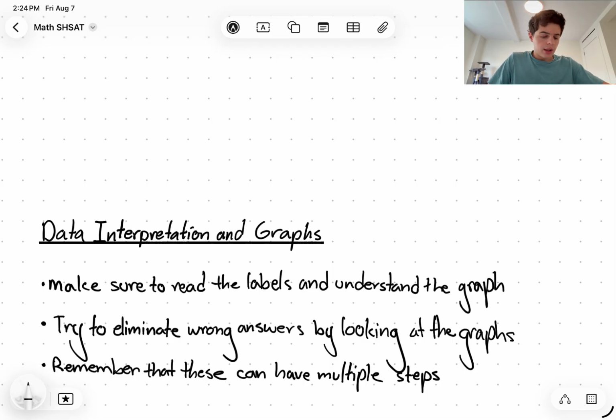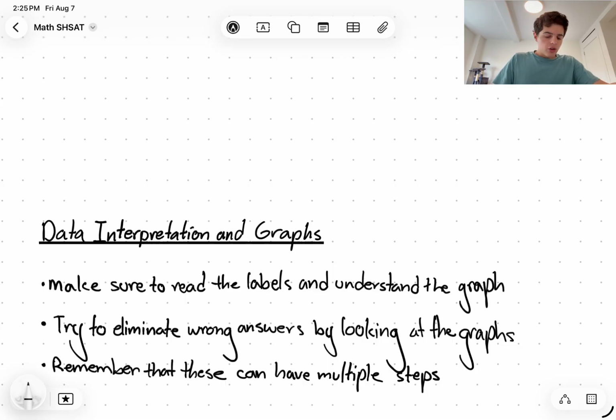Okay, so today's topic is going to be data interpretation and graphs. And before we begin, like usual, I have my key tips. My first key tip is make sure to read the labels and understand the graph. I think graph questions are not really that hard. What they're testing is not the graphs themselves, it's the understanding of the graphs and whether you can apply it in other math subjects. So make sure you understand what the graph is telling you, so you don't lose easy points that way.